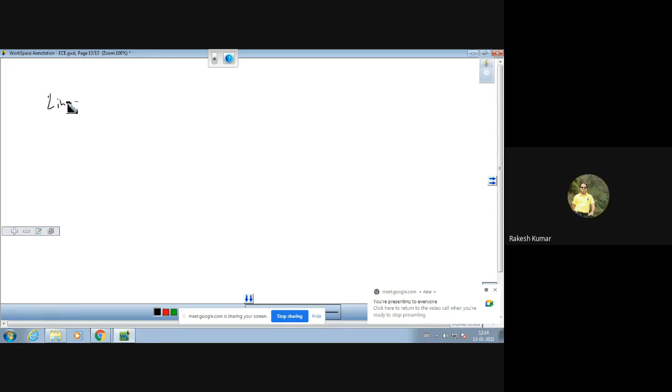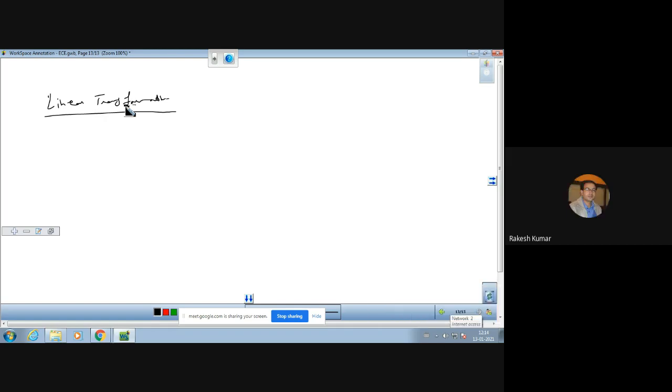So this is the name of the topic: linear transformation. And what is the meaning of this? Let we have a point P with coordinates (x, y) in a plane transformed to another point P dash with coordinates (x dash, y dash) under reflection in the coordinate axis.